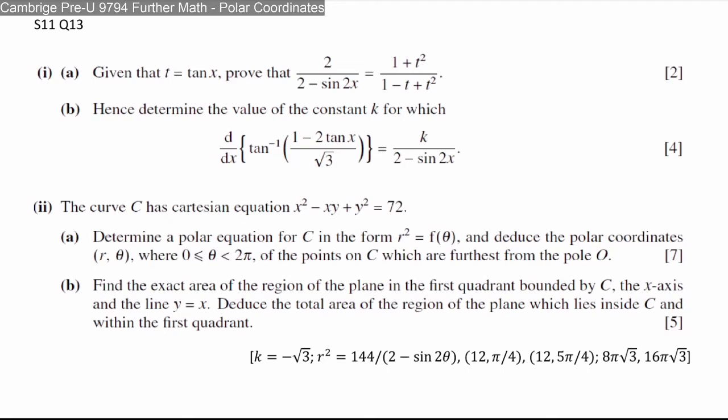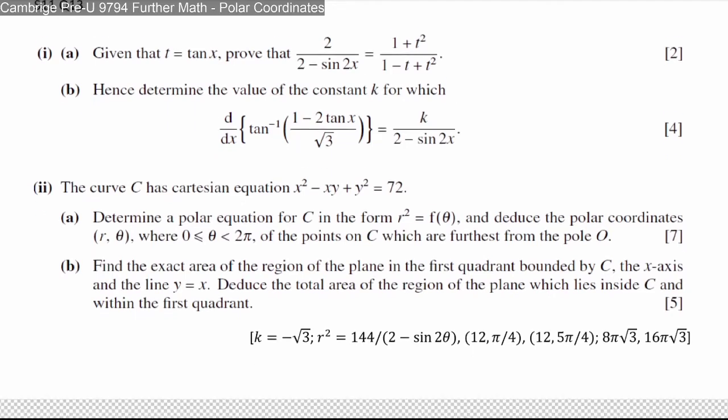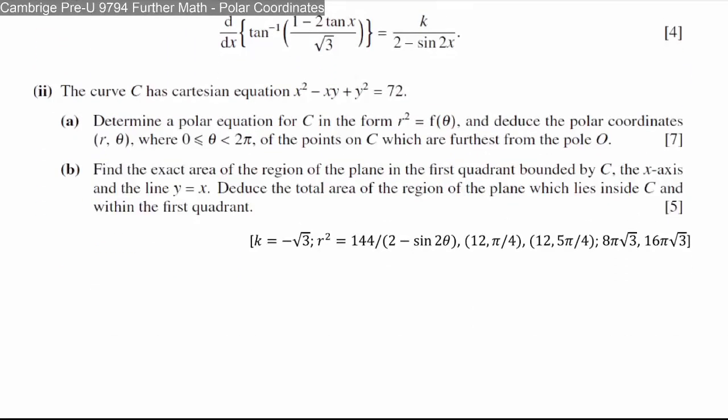2 over 2 minus sine 2x is equal to this expression. So basically, this one is not difficult to prove. Given that we have t equal to tangent x, we are able to write the expressions for cos and sine in terms of t. Given that x is an acute angle, we can rely on this. The tangent is opposite divided by adjacent.